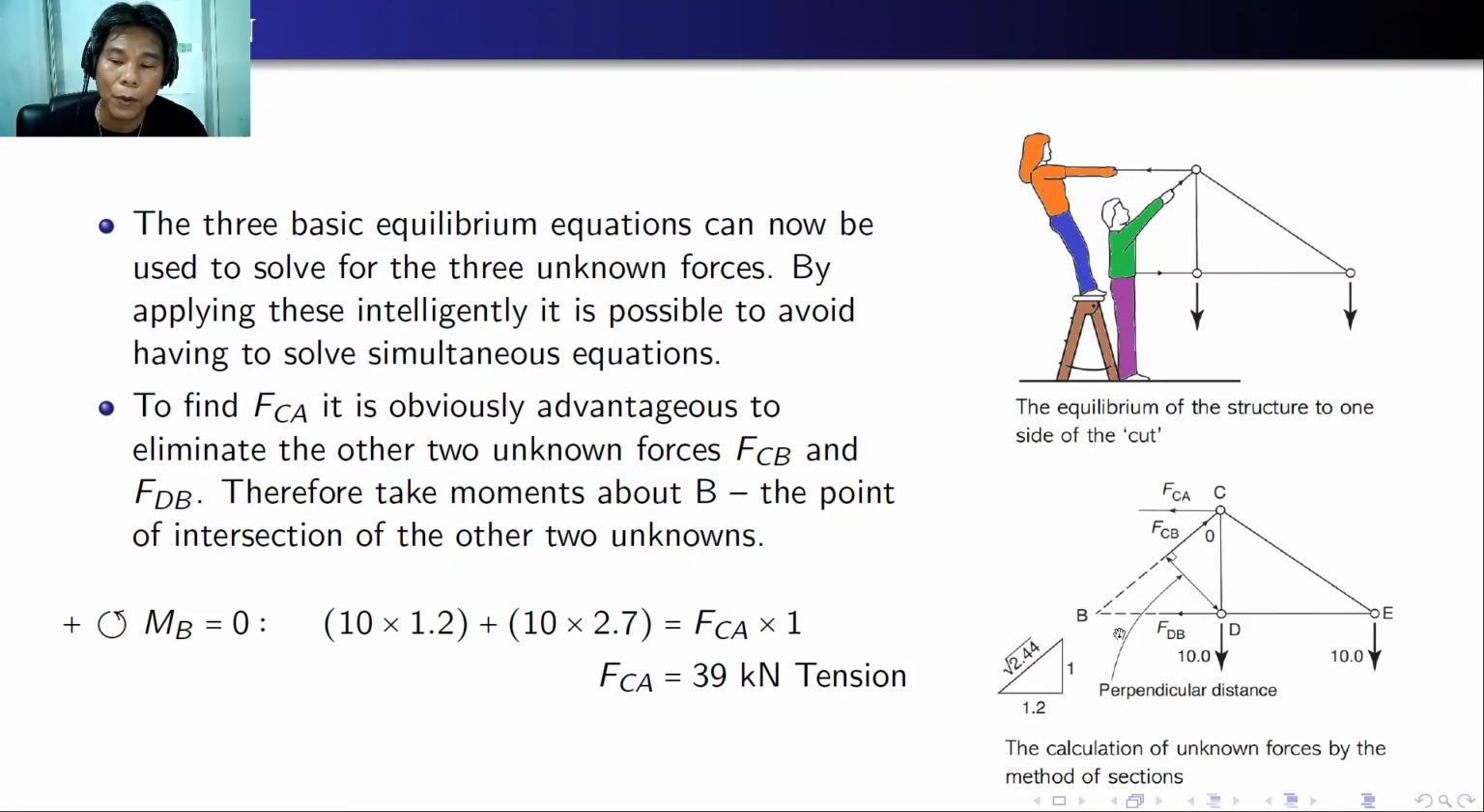So summing up moment at point B, there will be three forces involved. The external force 10 will create clockwise direction, so that's 10 times 1.2, and the other 10 times 2.7, which is equal to the counterclockwise effect of FCE, FCE times 1. So in this equation, we only have one unknown, that's FCE, which is equal to 39 kilonewton, which is tension. Again, the result is positive, so it's tension. Otherwise, if you committed an error by inspection and you said it's tension, but the result is negative, then you can just change it from tension to compression.